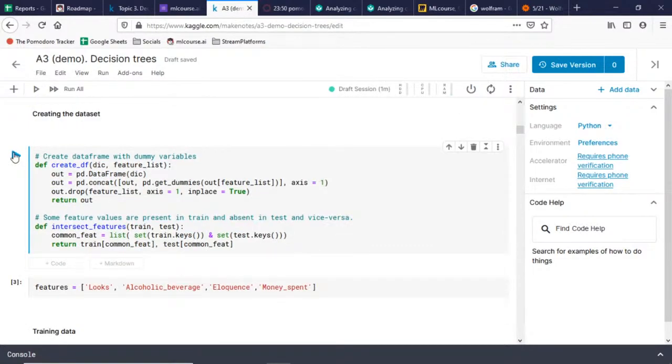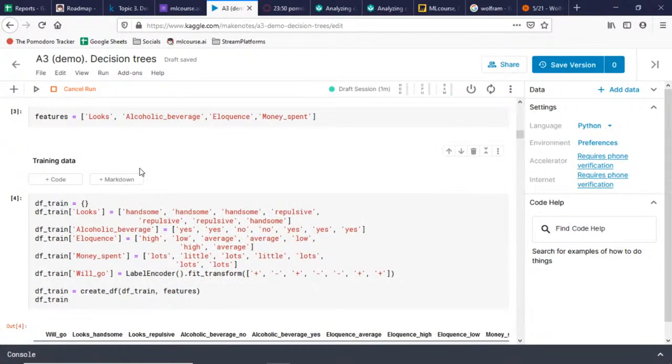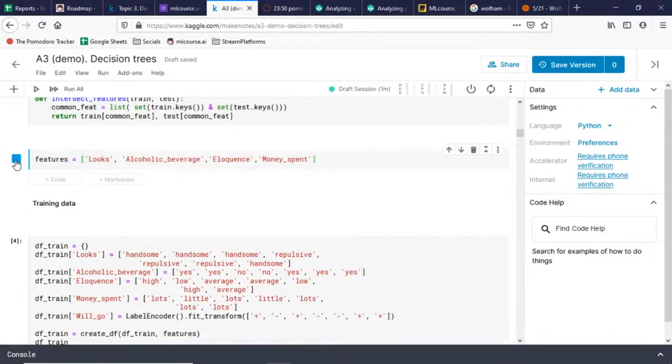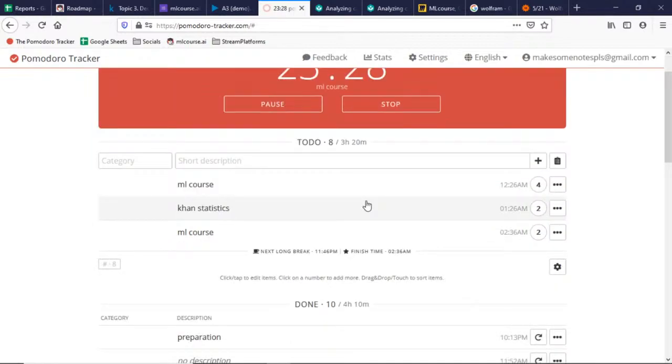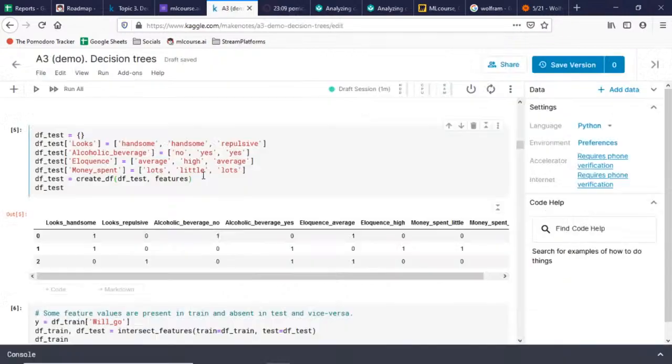Okay, I will try to finish this assignment today. So yeah, today's plan is actually to spend 4 Pomodoros on this course. Then I will take a break. After that, I will continue the statistics course on Khan Academy. And after that, I will do 2 additional Pomodoros of the ML course. So I think it should be enough for this assignment at least.